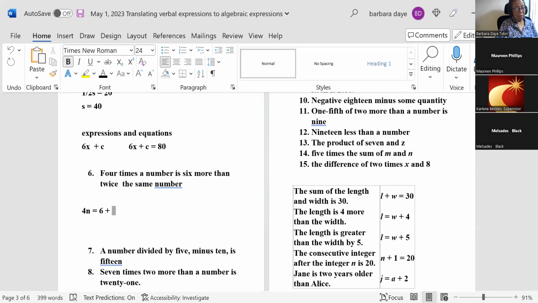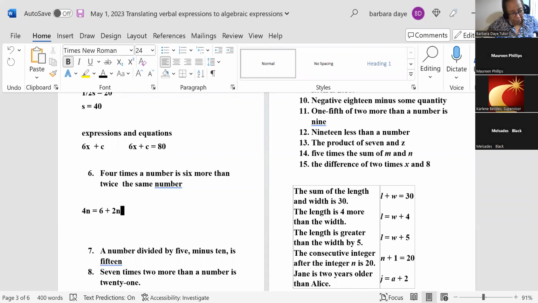Twice the same number? Times 2. No, the same number. What variable did you call it? 4n. So it would be plus n. So is that your final answer? 4n equals 6 plus 2n? Yes. Okay, all right.